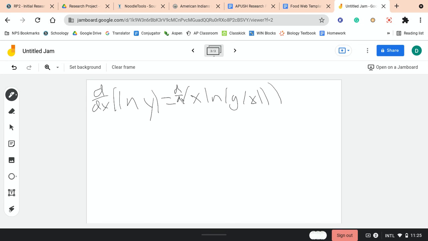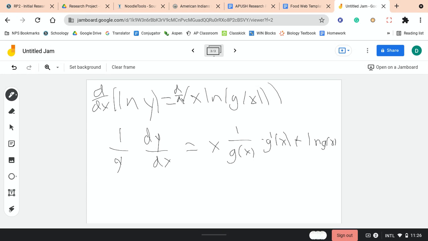All right, so the chain rule tells us the left side will be 1 over y times dy over dx. And then this side, from the product rule, is going to be x times the derivative of this, which is going to be 1 over g of x times g prime of x. And the product rule then tells us we have to take the derivative of the first function, which is just 1, and times the second function, which is going to be ln of g of x.